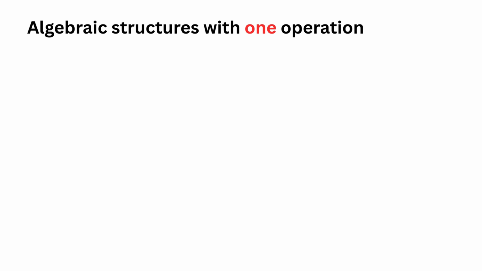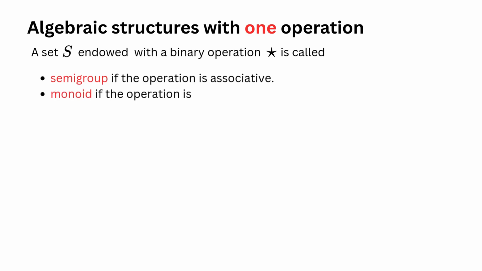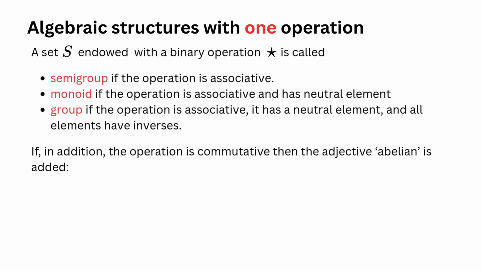Mathematicians use the names such that they do not have to repeat all underlying properties every time they use one of these structures. A set S endowed with a binary operation is called semigroup if the operation is associative, monoid if the operation is associative and has a neutral element, group if the operation is associative, it has a neutral element, and all elements have inverses. If the operation is also commutative, then we add the adjective abelian or commutative. Hence, the previous list is expanded by the addition of another three structures: abelian semigroup, abelian monoid, abelian group.